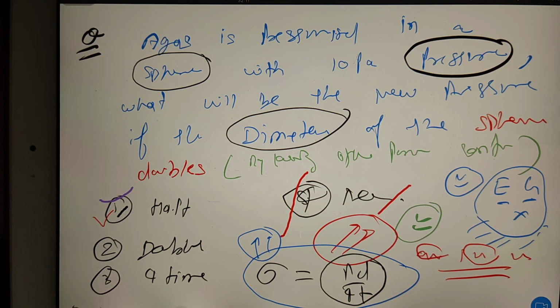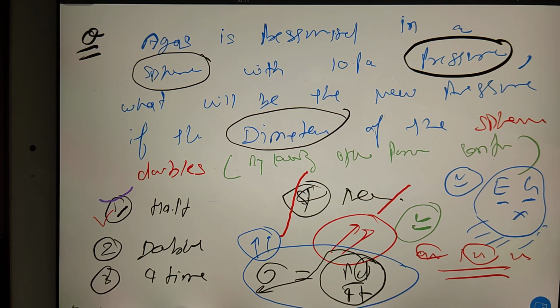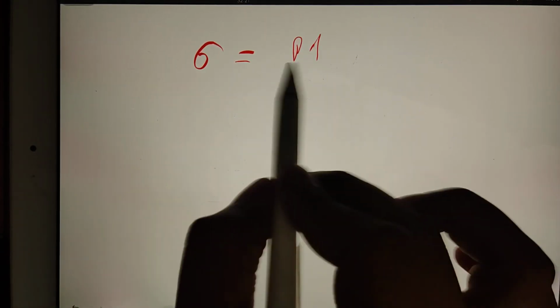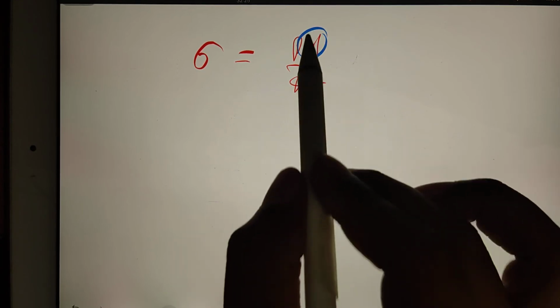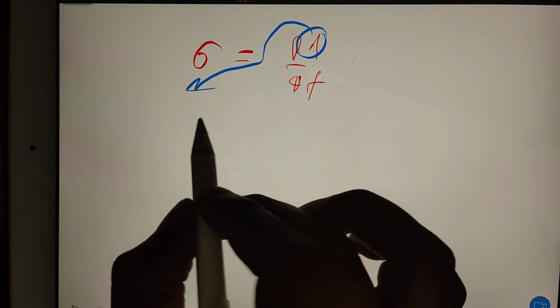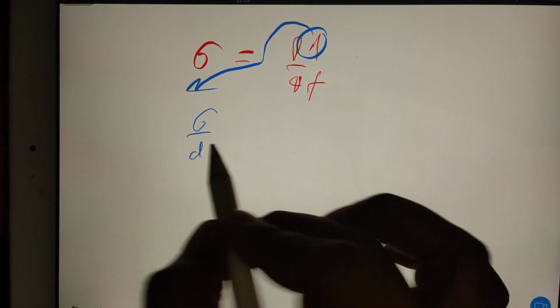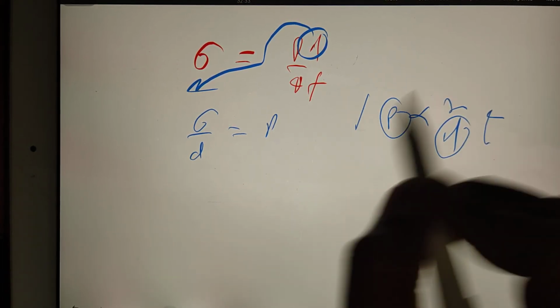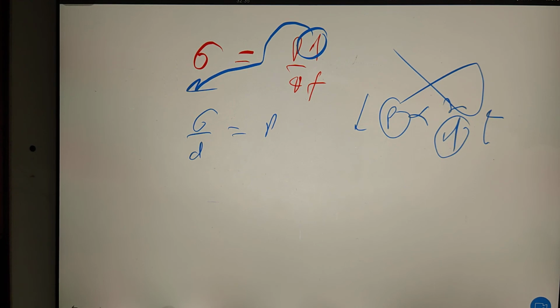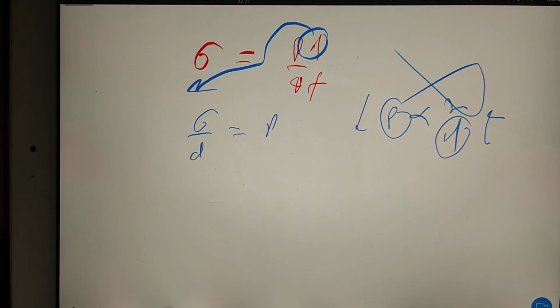Then what will students think? I will explain what students will do. Sigma is equal to PD by 4T. Other parameters are constant, so they will send T down. So sigma by D, and they will think, okay, now P is inversely proportional to D. So if D is doubled, the pressure will be half. This is a totally wrong approach and a wrong answer also. Now it is interesting why the answer is wrong.